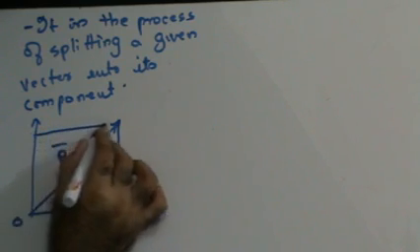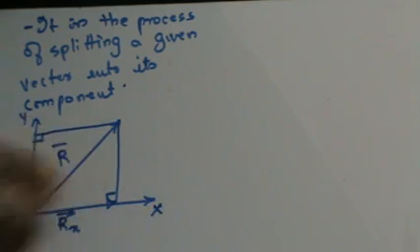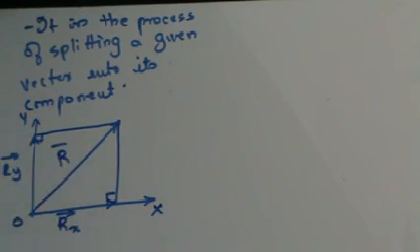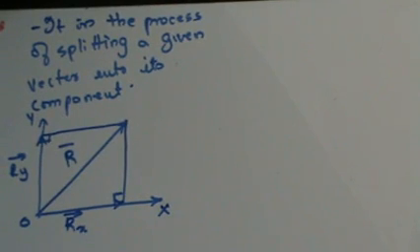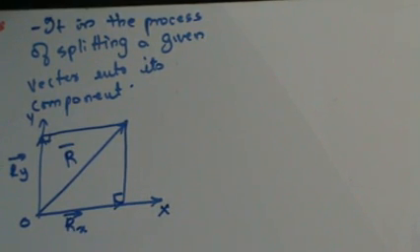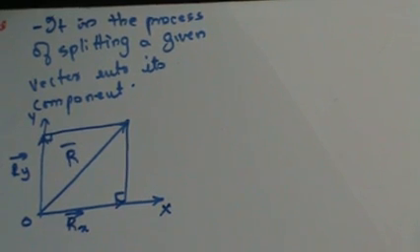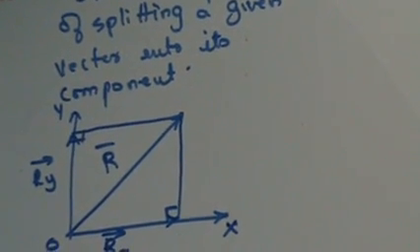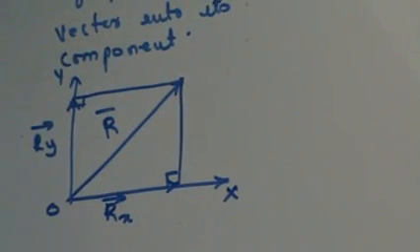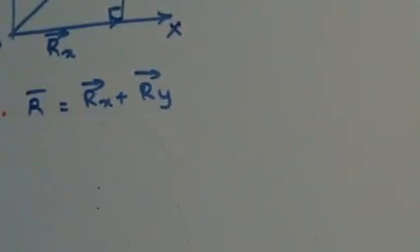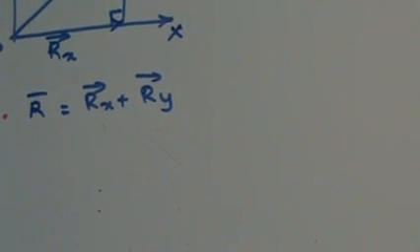Similarly, when I drop a perpendicular on the y-axis, this is my y-axis, I will get this. This is going to be my Ry. So this is going to be my y component. In simple language, if I want to resolve a vector, let the given vector be the diagonal of a rectangle. Complete the rectangle. The two sides that I get will be the x component and the y component of the given vector. Here, I can say that R vector is equal to Rx vector plus Ry vector.